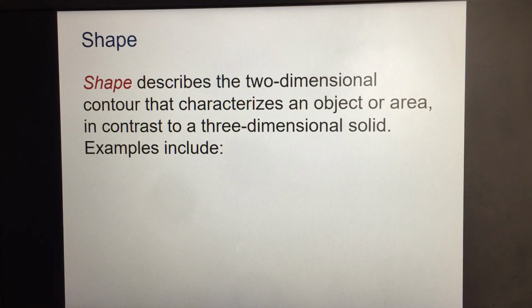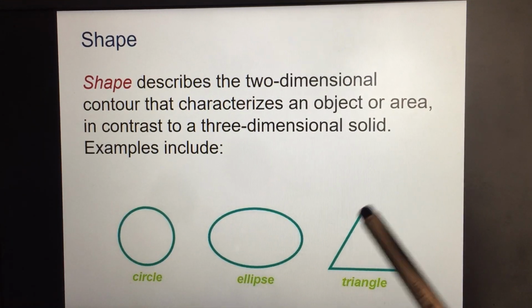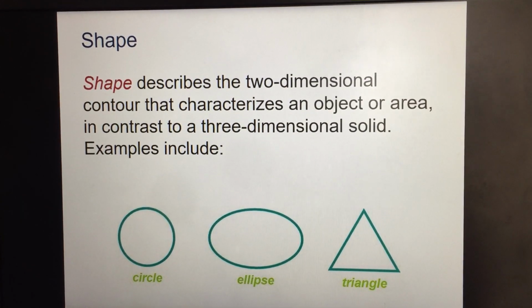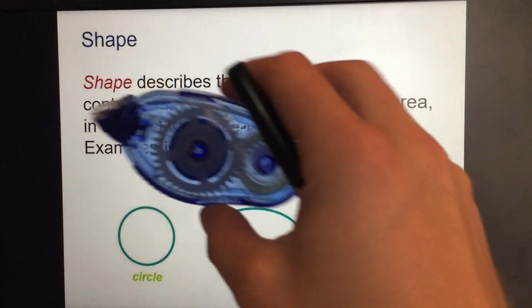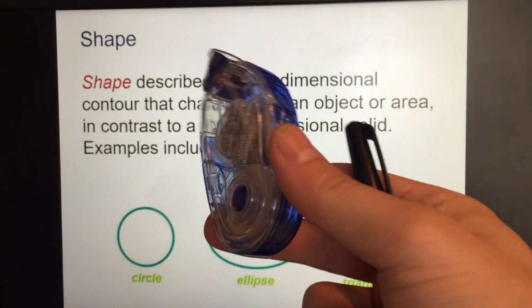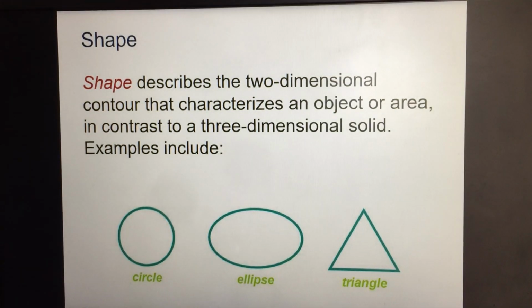So to start, a shape describes the two-dimensional contour that characterizes an object or area. And that would be anything like squares, triangles, ellipses, all right? The keyword here being two-dimensional. So for example, circle, ellipse, triangle, square, rectangle, all right? This would not be a shape, right? Because it is a 3D object, okay?